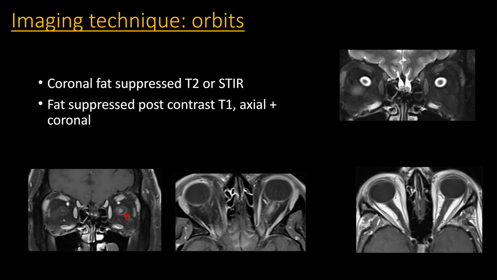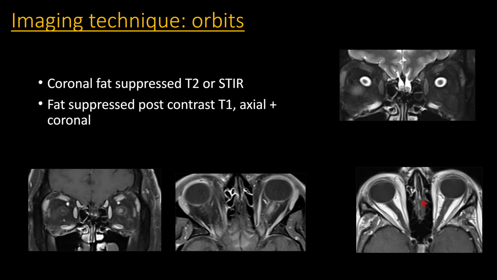Here this person has optic neuritis on the left. You can see enhancement, pretty robust enhancement, of this left optic nerve compared to the right. You can see it both on the coronal plane and in the axial plane. And this particular case shows the importance of fat suppression.